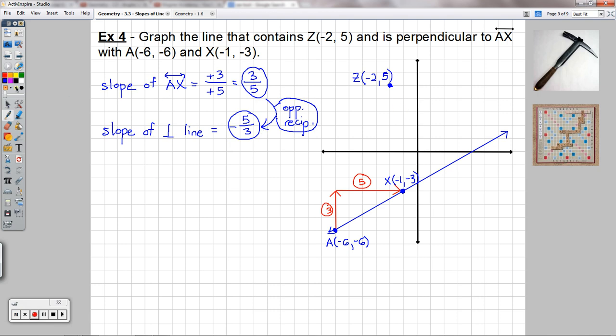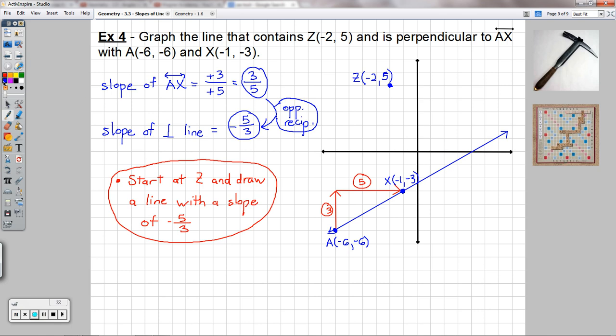So as we graph this, I'm going to do this in a different color because this is just kind of like a note as to what we did. You wouldn't have to write this down. You can if you want. So start at Z. So we're going to start here, and then we're going to draw a line with a slope of -5/3. So that is what we're doing to finish up our problem here.